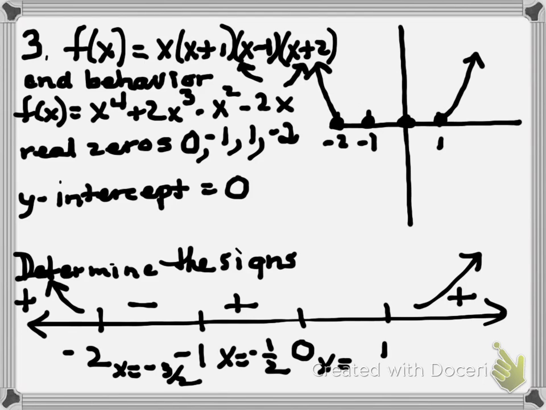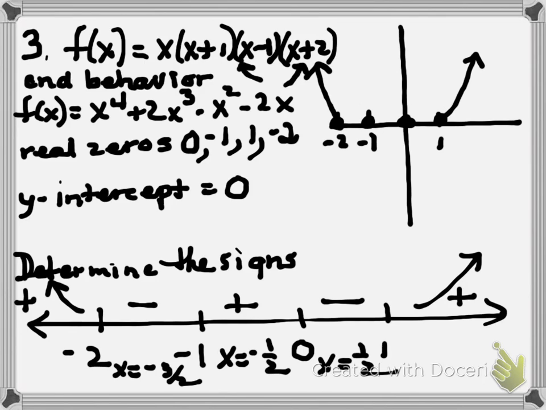And I'm going to check positive 1/2 in the region between 0 and 1. Putting in 1/2 for x, that's positive. 1/2 plus 1 is positive. 1/2 minus 1 is negative. And 1/2 plus 2 is positive. So if I multiply these together, I'm getting a negative in this region. So I know what's happening between these values.